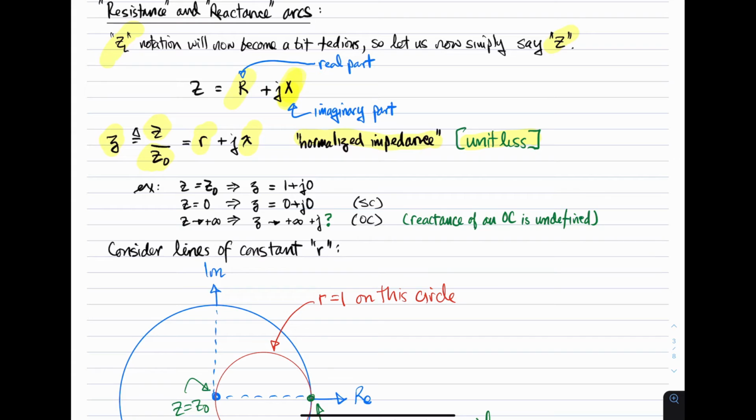So just to make this perfectly clear, when z equals z naught, little z, the normalized impedance, is 1 plus j0. When z is 0, the normalized impedance is also 0. And when z becomes an open circuit, that is, it goes off to plus infinity, then the normalized impedance becomes plus infinity plus some unknowable reactance.